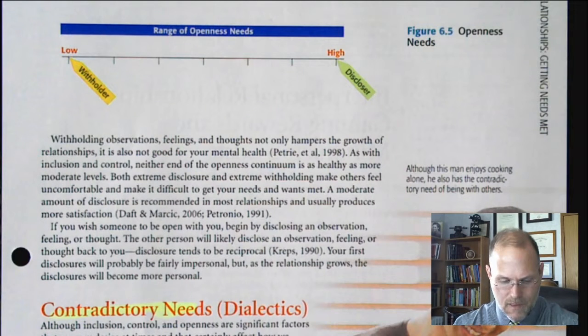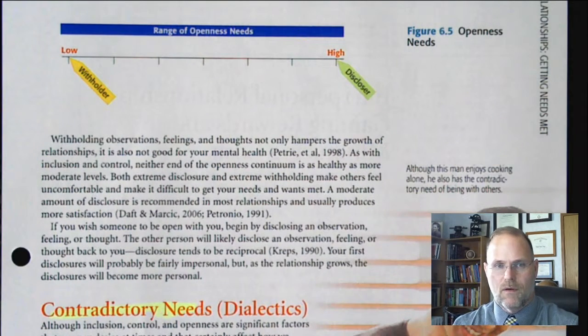Now, one of these things is called communication privacy management theory, which we will go into a little bit later, but it's the whole notion of sharing information versus not sharing information. And I've got a big old thing of notes on here, but I think we're going to hold off on that and cover it at a later time.